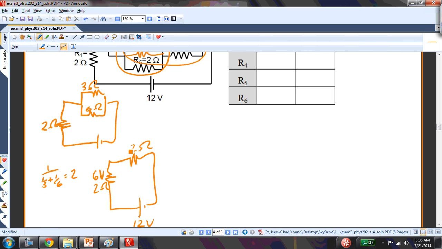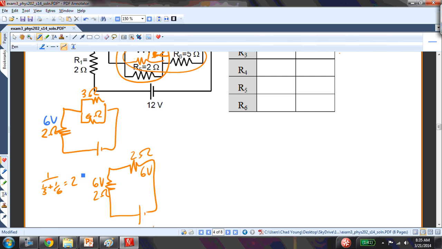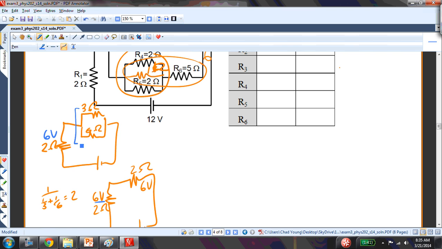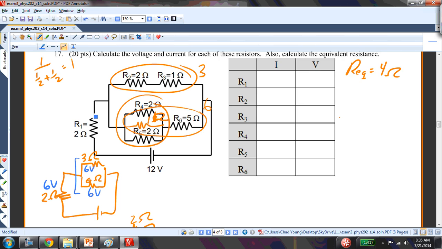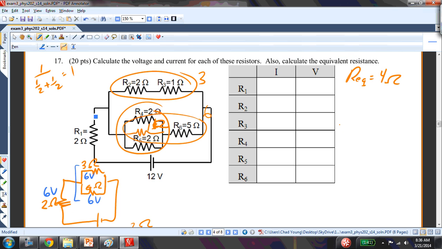Okay, so now I can start assigning some voltages. I know that I have 6 volts here and 6 volts here. That is 6 volts here, which is the same as what I have here. And since these two are in parallel, they're both going to have 6 volts. Now here I'm going to have a current equal to V over R, the 6 over 3, or 2 amps. So that means that I have 2 amps going through each of these. So R2 and R3 are both going to have 2 amps.